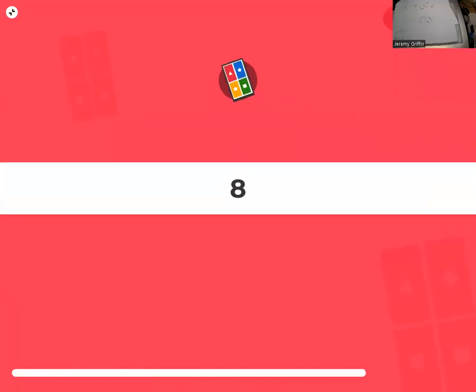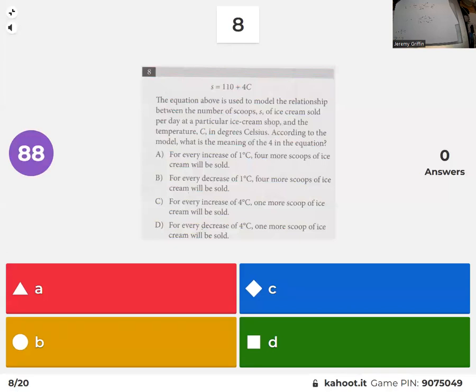Number 8. S equals 110 plus 4C is used to model the relationship between the number of scoops S of ice cream sold per day at a particular ice cream shop and the temperature C in degrees Celsius. According to the model, what is the meaning of the number 4 in the equation? I'm going to go with this one with you guys. For every increase of 1 degree Celsius, 4 more scoops will be sold.